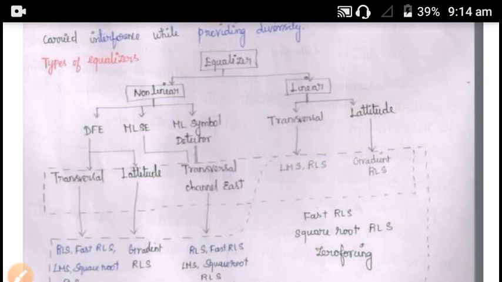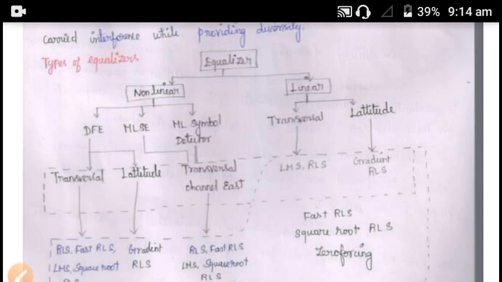Okay, it is also used to reduce the inter-symbol interference that is caused in the channel. So these are the three types of non-linear equalizer. What about the first one, decision feedback equalizer? It is based on the output of the received signal. The output is fed back to the input and then it will produce the output. This is just for clarification, or if there are any errors, they have to be reduced. So they are using this decision feedback equalizer.